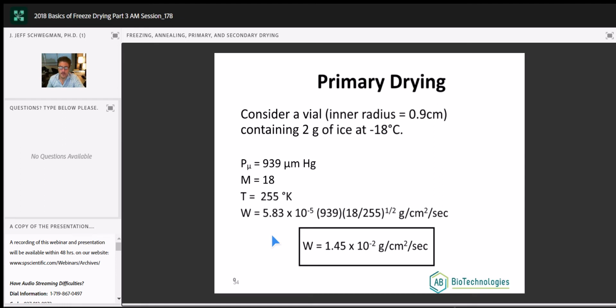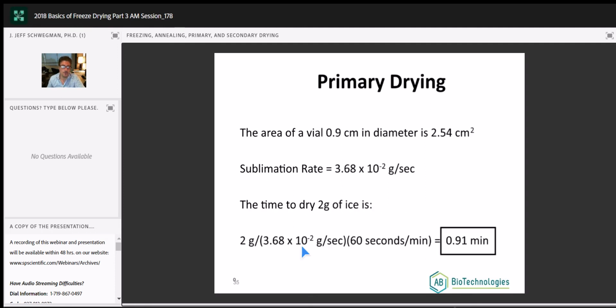Now, if we assume a vial with an inner radius of 0.9 centimeters contains 2 grams of ice at negative 18 degrees C, we know the vapor pressure of ice depends on temperature. I don't think we showed it in the last lecture. So SP, on the front of their development scale freeze dryers, has a nice vapor pressure over ice table as a function of temperature. So we just go to that table and say, if my ice is going to be held at negative 18, what's the vapor pressure? Well, in this particular case, it's 939 millimeters of mercury. So we plug that in. 1.45 times 10 to the negative 2 is our sublimation rate, grams per centimeter squared per second. Okay, great. That's easy to calculate.